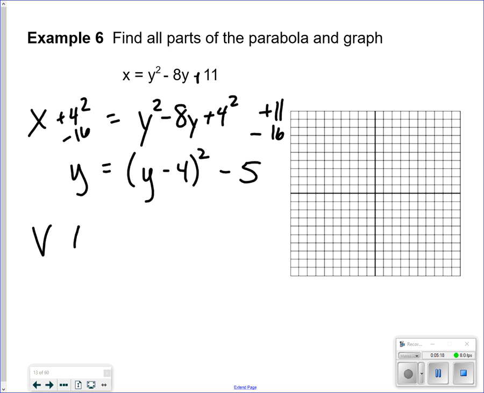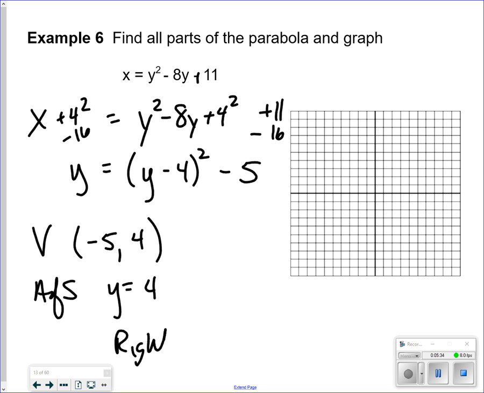Vertex: -5 for the x, +4 for the y, which makes the axis of symmetry for this left and right parabola a y equals 4. And the direction, again, is to the right because you have a positive a value.